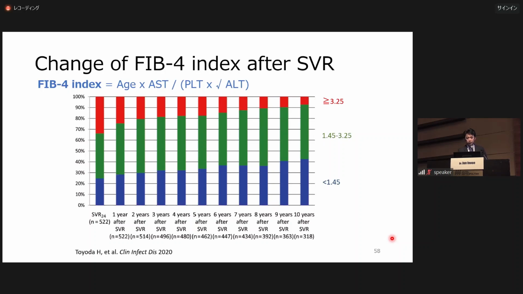This graph shows the change of FIB4 index after SVR. The red bar indicates the percentage of patients with a high FIB4 index, equal to or more than 3.25, and the blue bar indicates patients with a low FIB4 index, less than 1.45. So after SVR, in more patients the FIB4 was decreased, and in fewer patients the FIB4 is high.